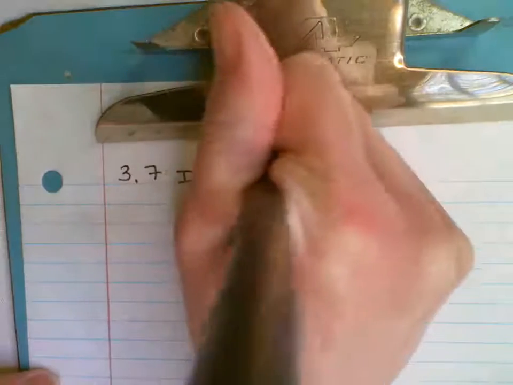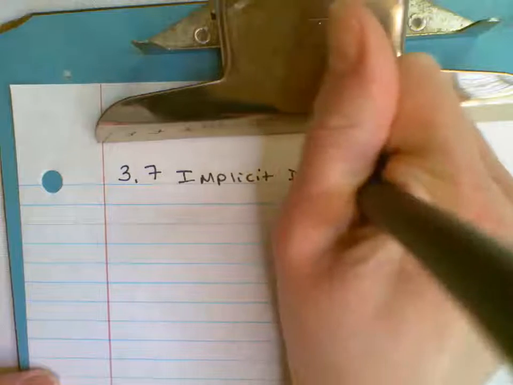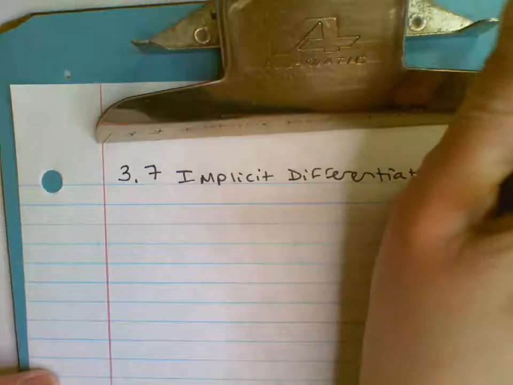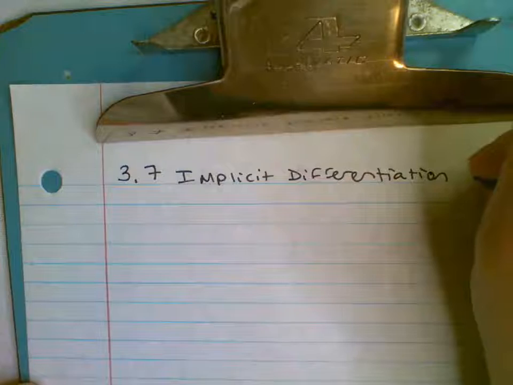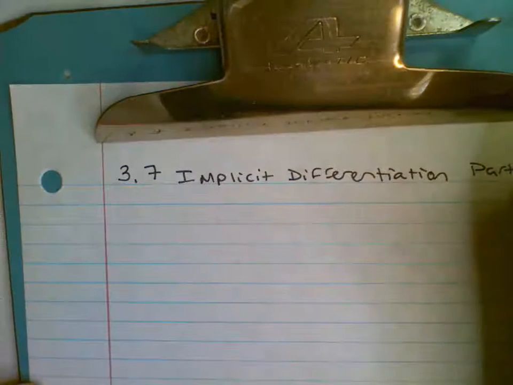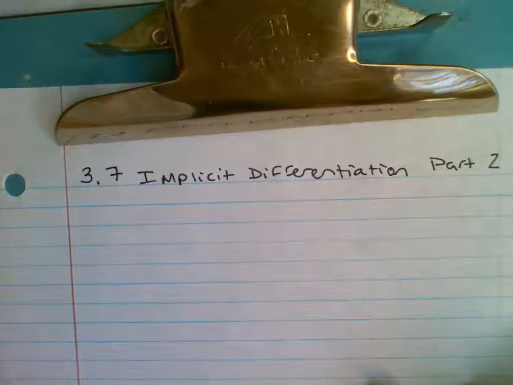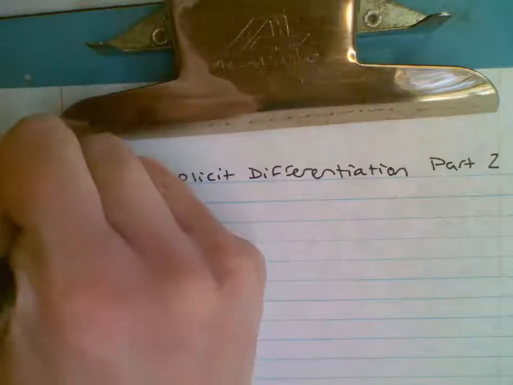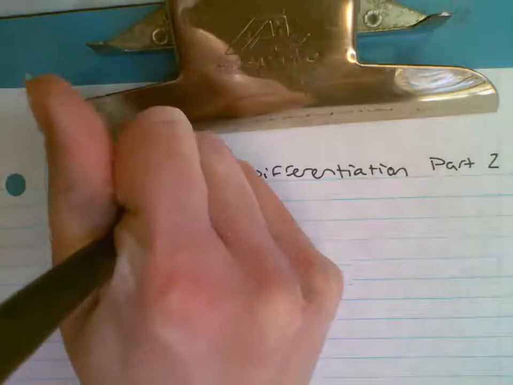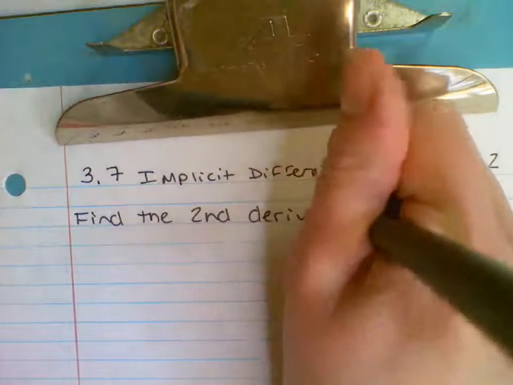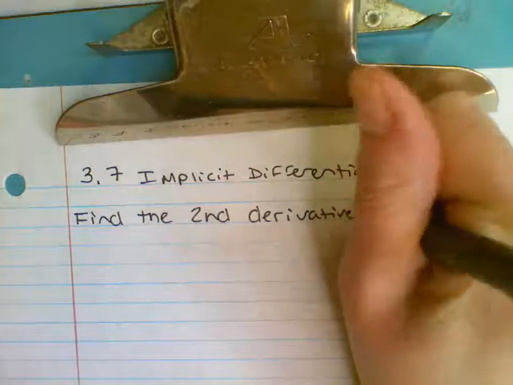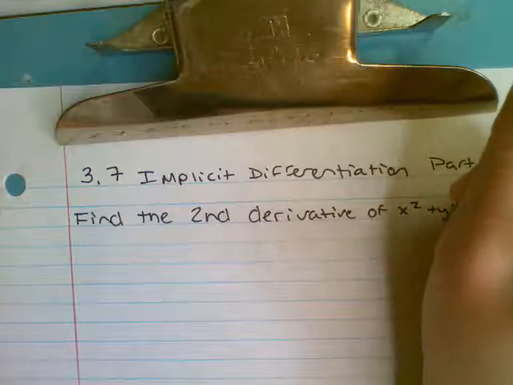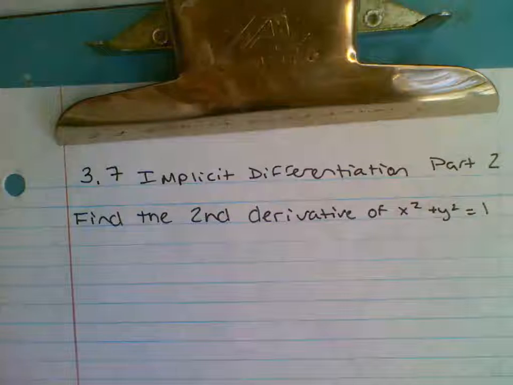So this is the second part of implicit differentiation. Okay, so let's start out with finding the second derivative of x squared plus y squared equals 1.